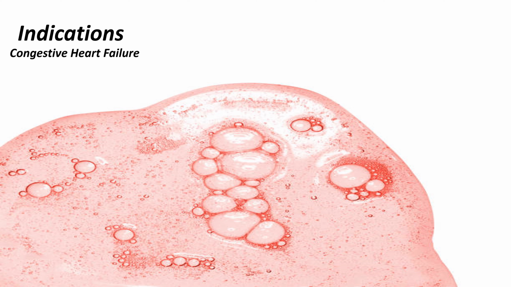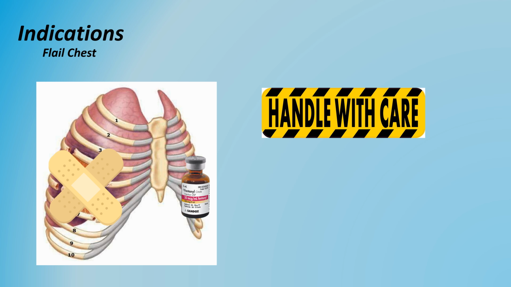Coupled with outer splinting of the unstable ribs and some pain control, CPAP can provide splinting of the chest wall from the inside, which sounds like a win for the patient. So what's the catch? We are going to cover a little bit more about that in the contraindications section.